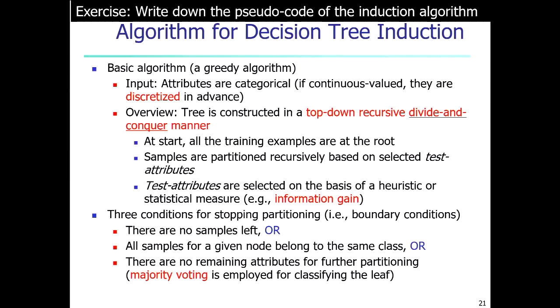For a recursive algorithm, firstly we need to decide which direction we shall go. Shall we go top to bottom, or bottom to top? And apparently for a decision tree, we go from top to bottom.